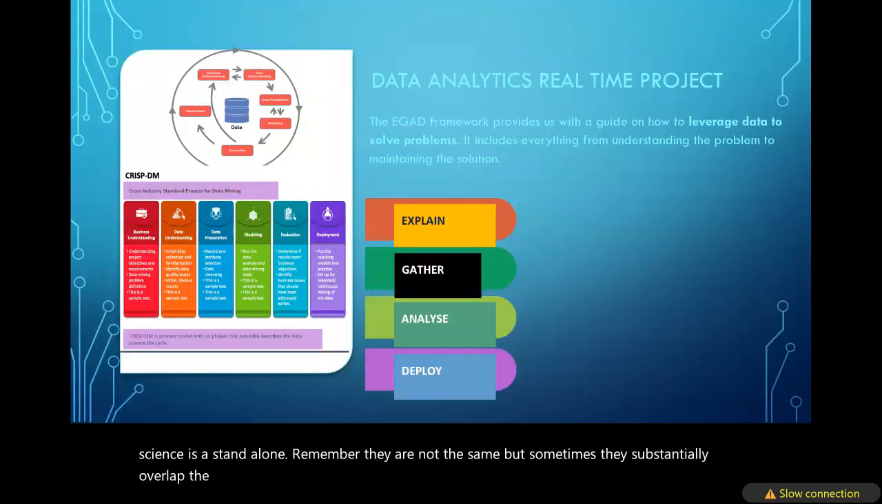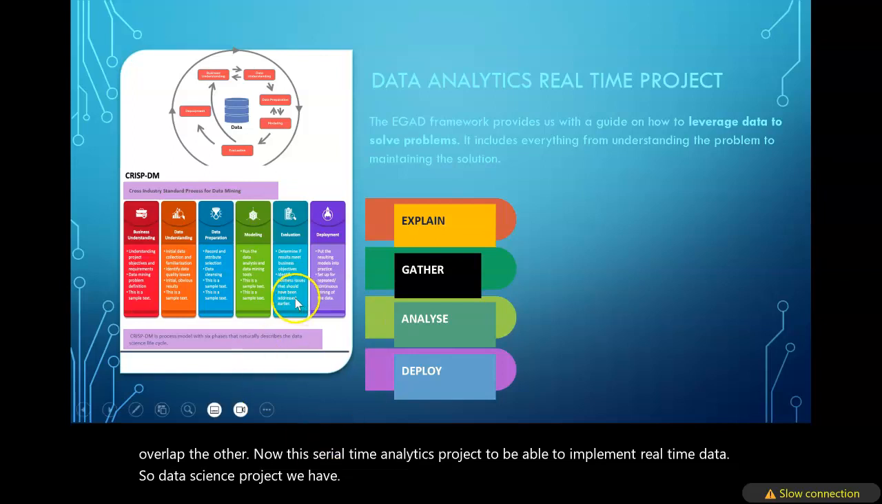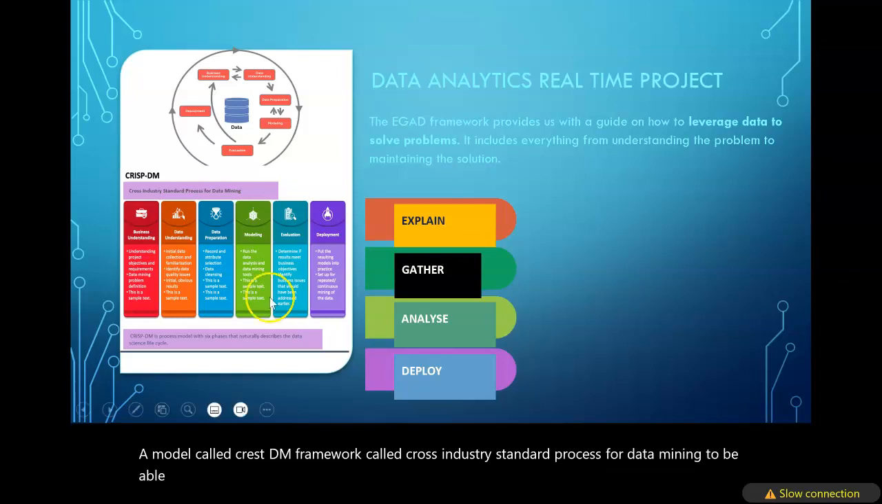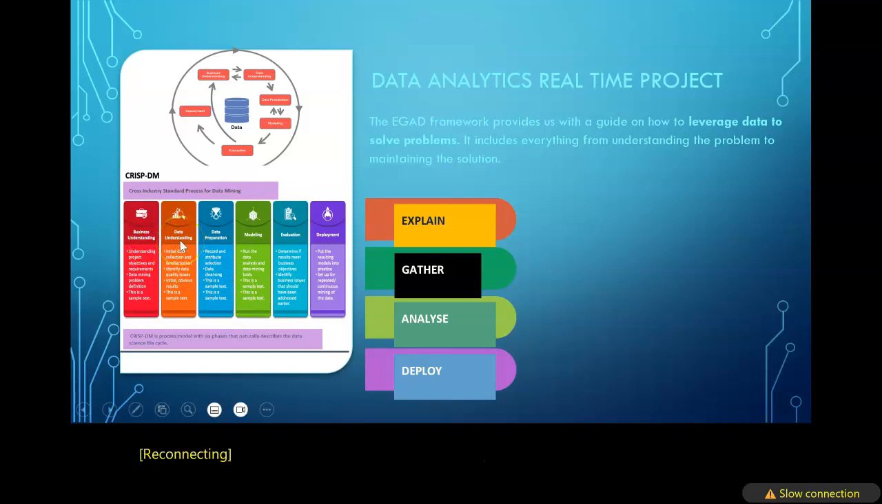Now, this is a real-time analytics project. To be able to implement a real-time data analytics or data science project, we have a model called the CRISP-DM framework, the Cross-Industry Standard Process for Data Mining. To be able to harness data from any data that you will be given, you must have a business understanding. Understand the reason why the data was gathered. And you must understand the data, what is in the data, to be able to transform the data, clean the data, prepare the data well.